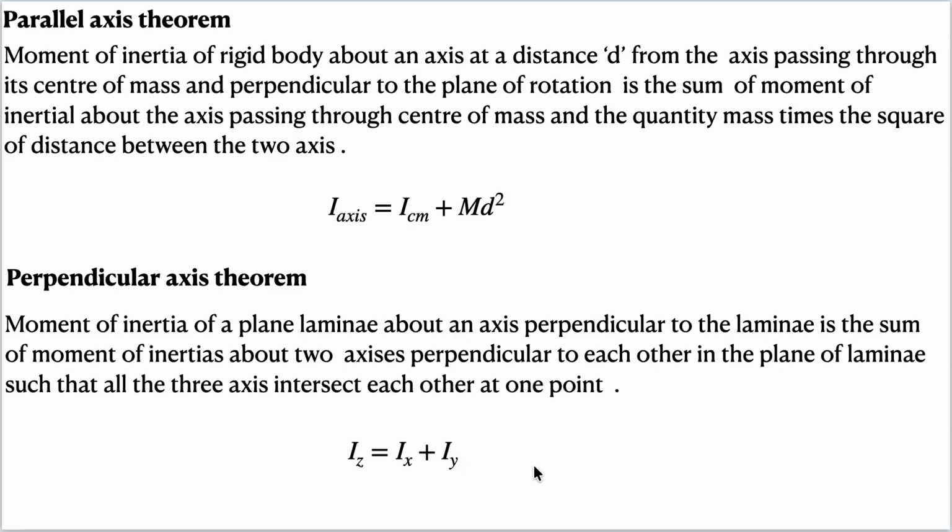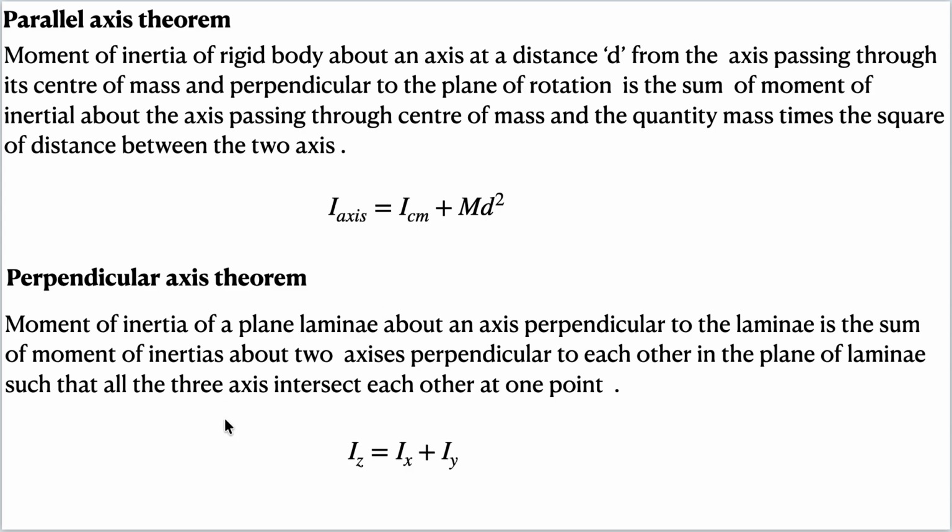Now let's discuss the parallel axis theorem. Moment of inertia of a rigid body about an axis at a distance d from the axis passing through its center of mass and perpendicular to the plane of rotation is the sum of the moment of inertia about the axis passing through the center of mass and the quantity mass times the square of the distance between the two axes. In mathematical form we can write I axis equals I center of mass plus total mass times the distance between the two axes square.